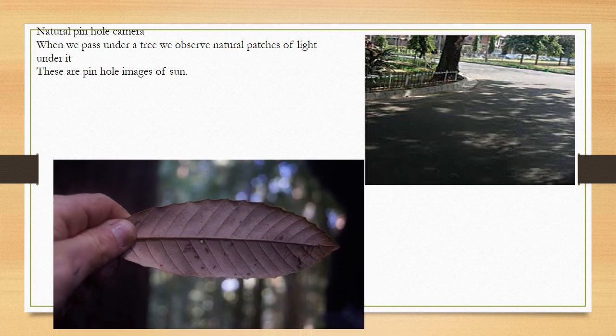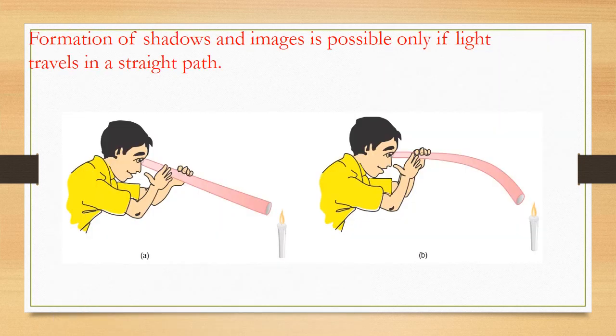Similarly, in a leaf also you can make a natural pinhole camera. You make a small hole, and sunlight will pass through this hole. So that acts as a natural pinhole camera, related to the formation of shadows and images.